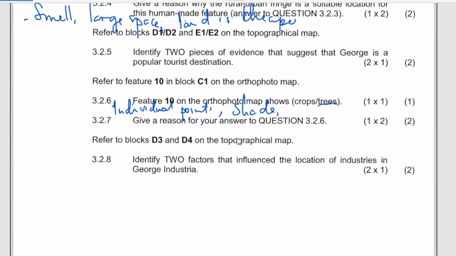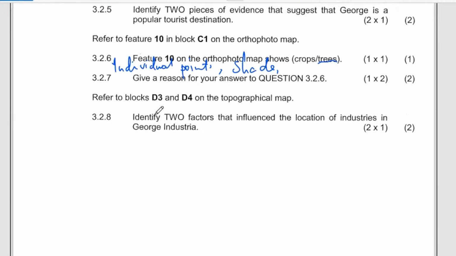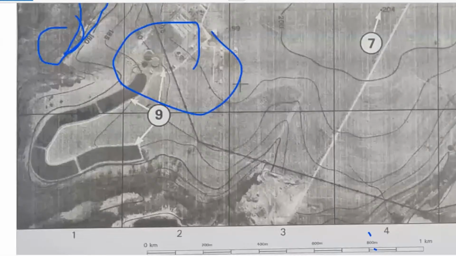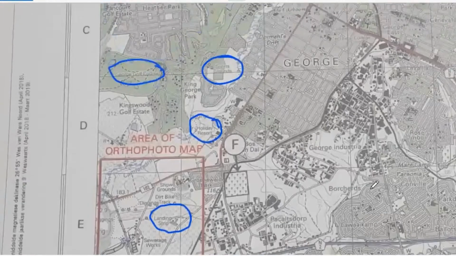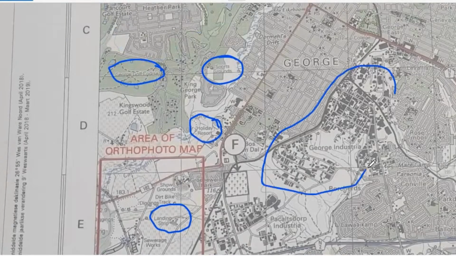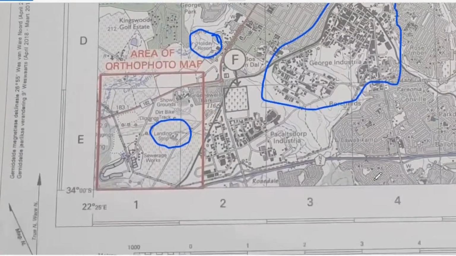Right, then we can move to the next question. Right, refer to block D3 and D4 on the topographical map. Identify two factors that influence the location of industries in George Industria. We are referring to the topographic map. We want to check on factors promoting industrial development. Right, the area of industries is George Industria, this area here. What factors are promoting the development of industries?